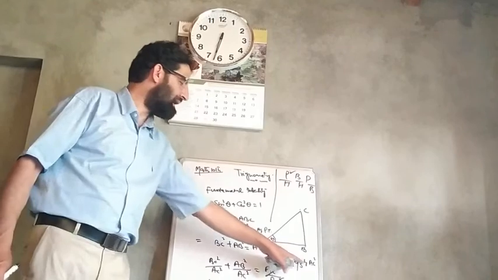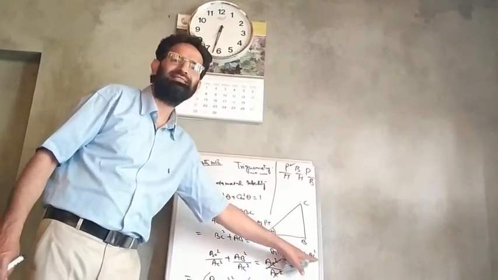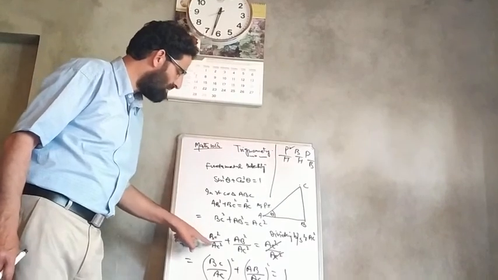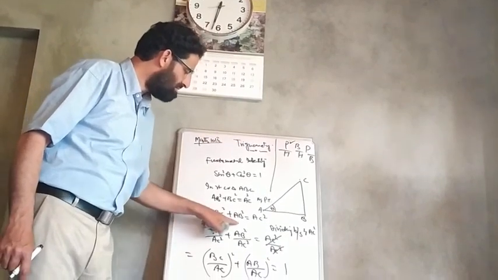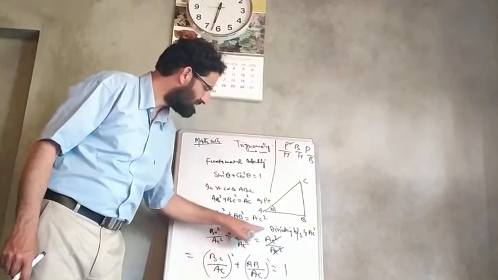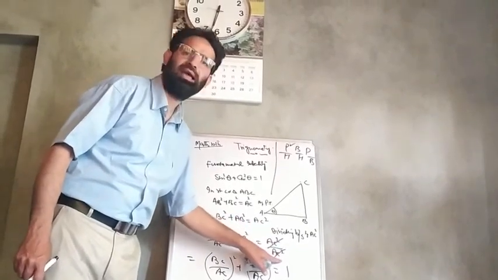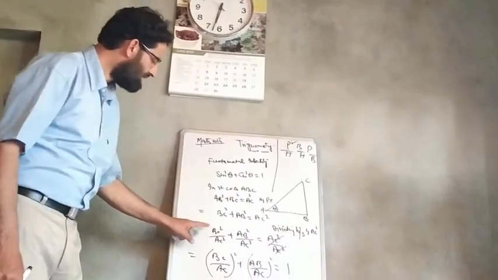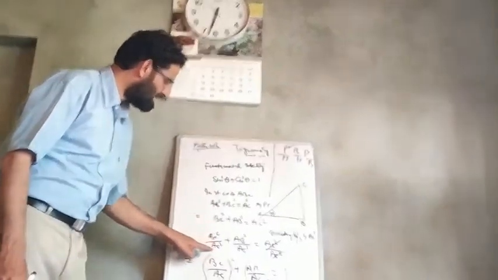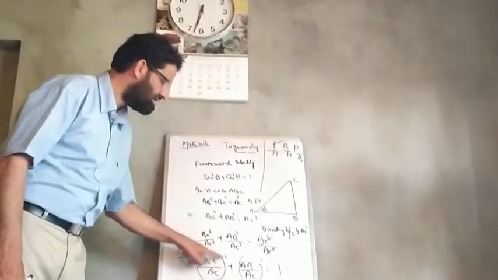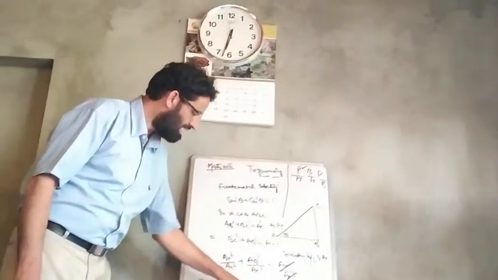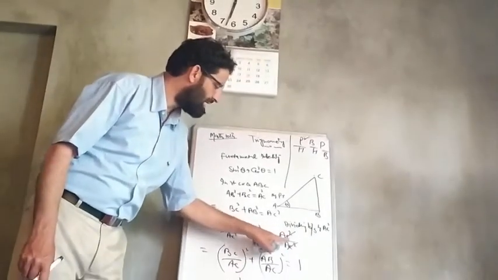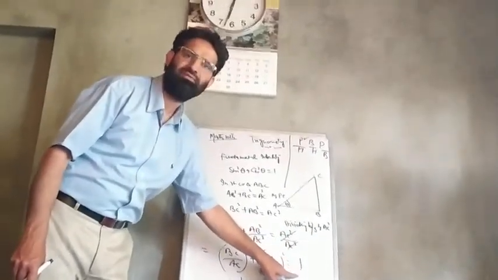Now dividing both sides by AC square. This is very simple. Dividing each term by AC square, we will get BC square divided by AC square plus AB square divided by AC square is equal to AC square divided by AC square, because we have divided each term by AC square. We can write this as BC divided by AC whole square plus AB divided by AC whole square is equal to AC square over AC square, and AC square will get cancelled. We are left with 1.